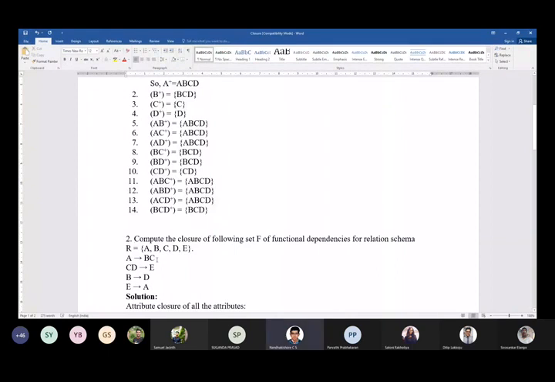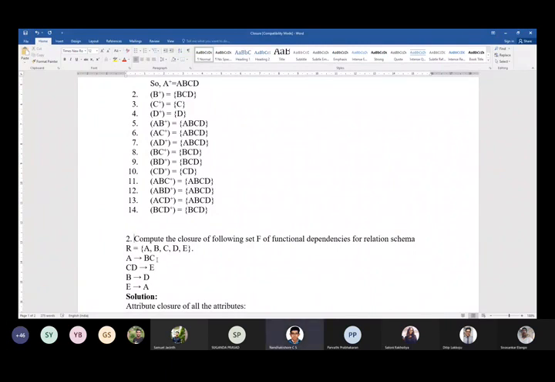It would be A, B, C, and A, B, C, then D, then E, then A. Right. So A closure will get you all the elements in the relation. Yes, sir. Can you extend it and find B closure, Nanda Kishore?